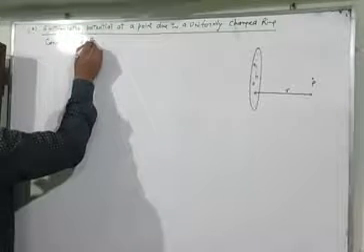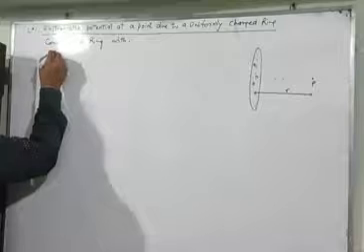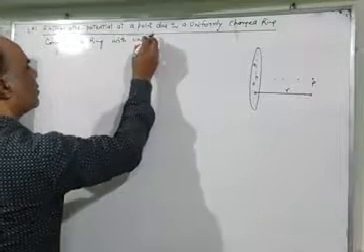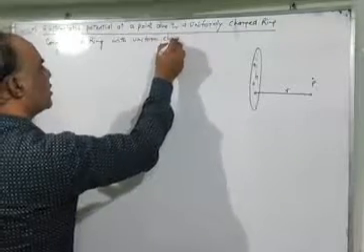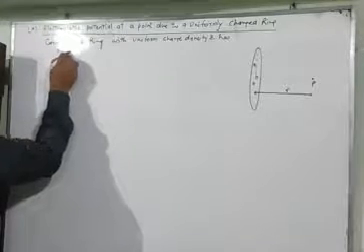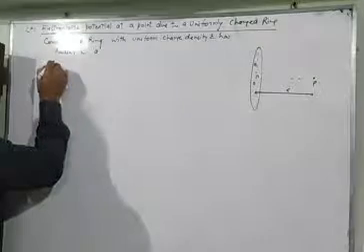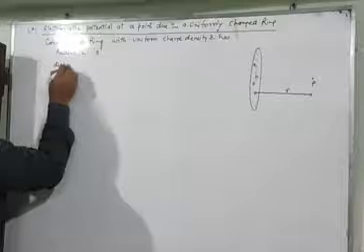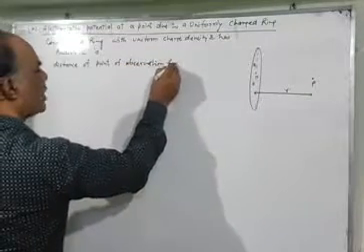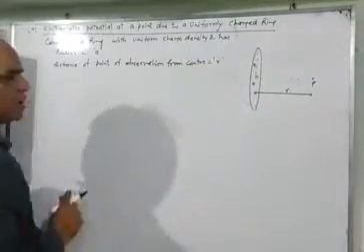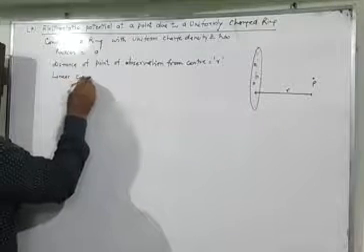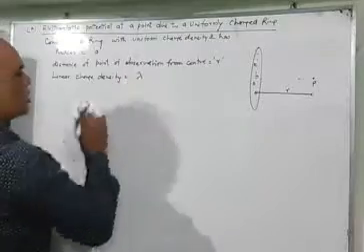Consider a ring with uniform charge density and has radius equal to A, distance of point of observation from center is equal to small r, and the linear charge density is equal to lambda.